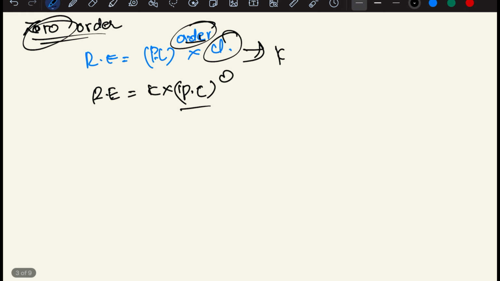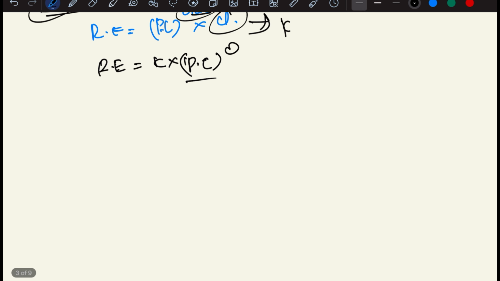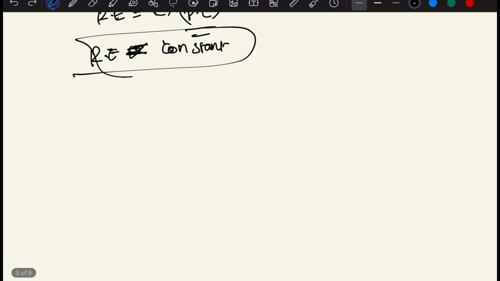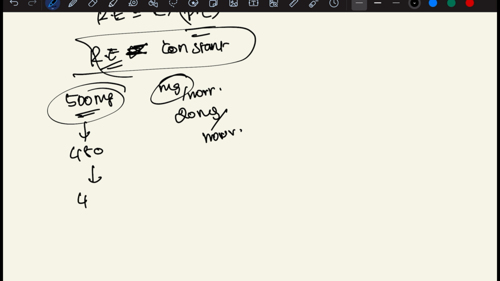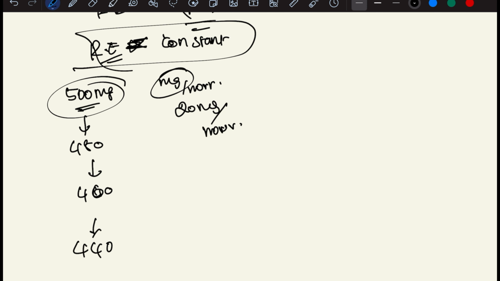What do they mean? I will again explain this with an example. Don't worry. Suppose again I'm taking 500 milligram, and the rate of elimination is constant. That is, the milligrams eliminated per hour is constant. Then 20 milligram is eliminated per hour regularly. So the first time, 20 is eliminated, and it becomes 480. Again 20 will be eliminated, so it will be 460. Again 20 will be eliminated. It will be 440.